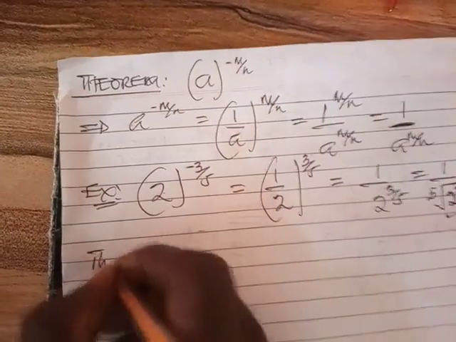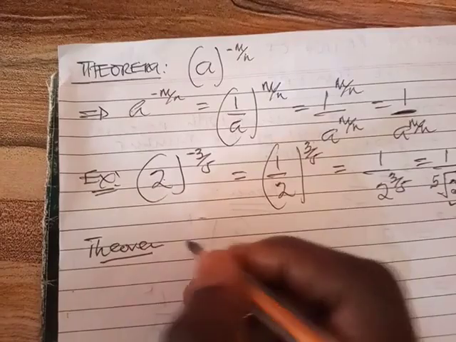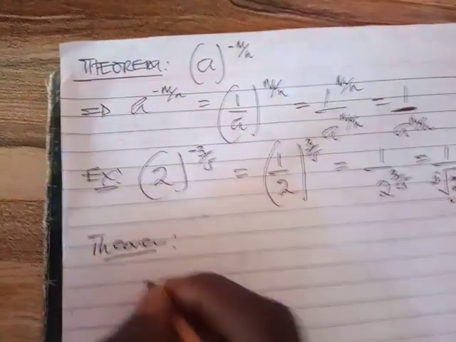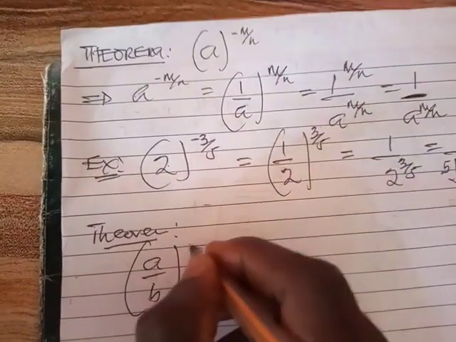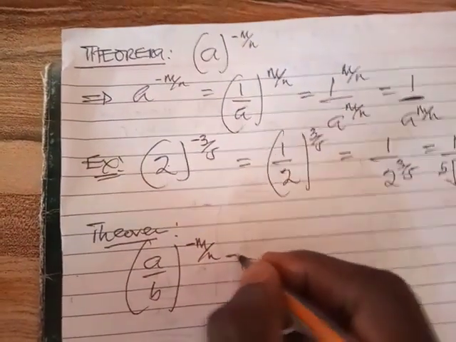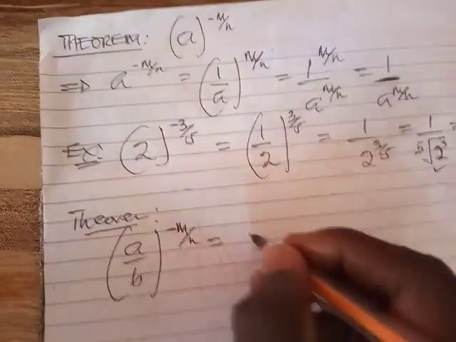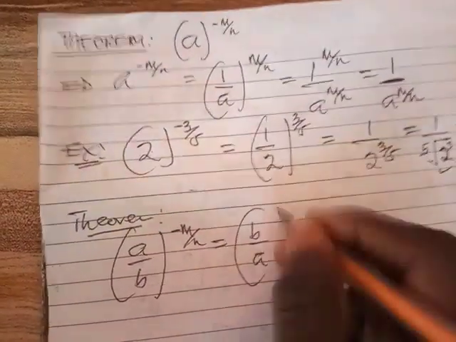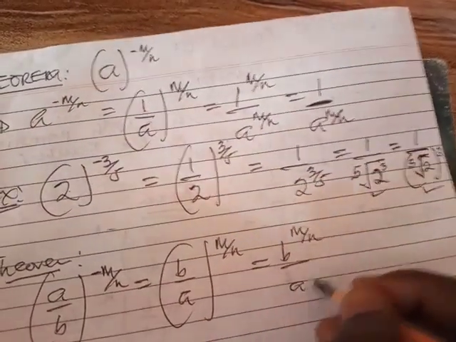The next theorem we are going to look at is a over b, all exponent negative m over n. So from what you know, just reciprocate this and this index will tend to positive. So we have b exponent m over n over a exponent m over n.